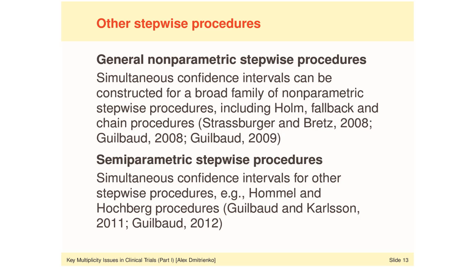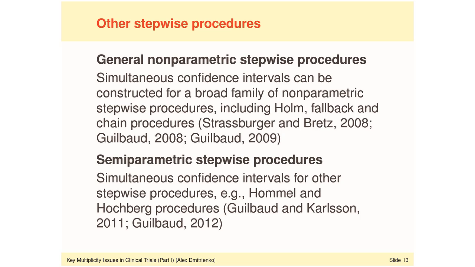So, beginning with a general class of two-stage algorithms for setting up simultaneous confidence intervals, this general approach was developed for non-parametric stepwise procedures. It's a powerful general approach which can be used to derive simultaneous confidence intervals for multiple non-parametric procedures such as the Holm, fallback, and chain procedures. And the papers that dealt with this topic, as you see on the slide, were published from 2008 to 2009. And more recently, in 2011 and 2012, there were additional publications that expanded this general approach to semi-parametric stepwise procedures such as the Hommel and Hochberg procedures.